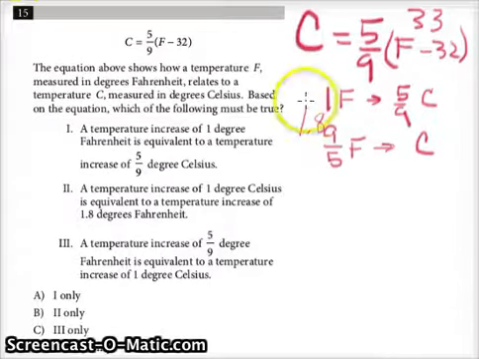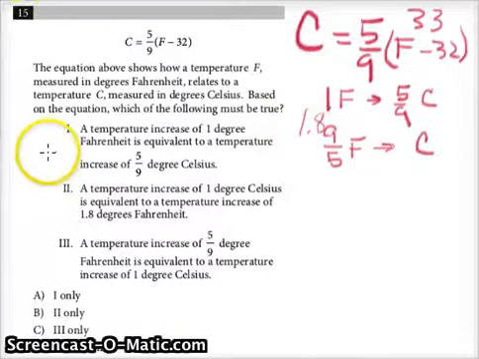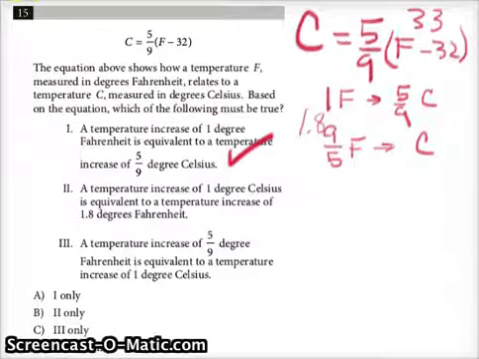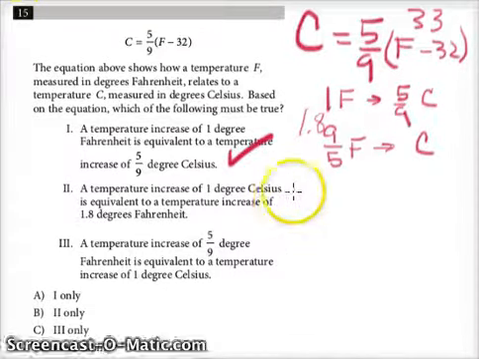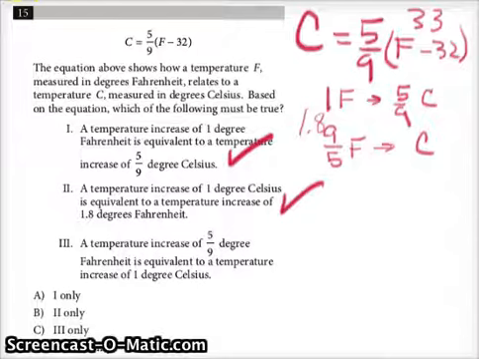All right, so now that we get the gist of how this works, let's look at the possibilities. 1, a temperature increase of 1 degree Fahrenheit is equivalent to a temperature increase of 5/9 degrees Celsius. That's true. 2, a temperature increase of 1 degree Celsius is equivalent to a temperature increase of 1.5 degrees Fahrenheit. That's true. 3, a temperature increase of 5/9 degrees Fahrenheit is equivalent to a temperature increase of 1 degree Celsius. I'm trying to trick you right there. No. Okay.